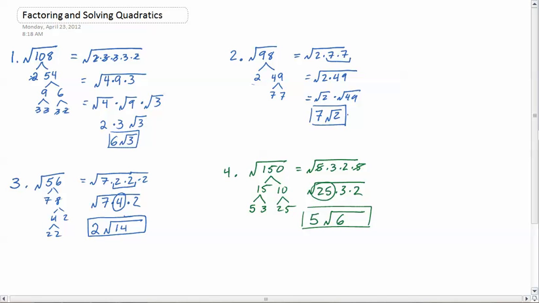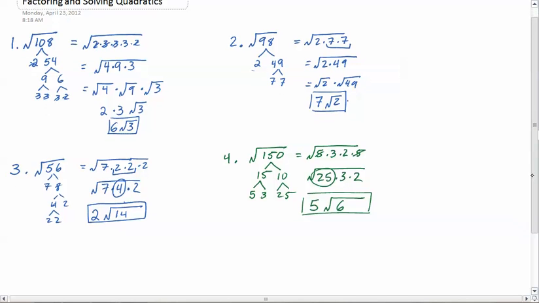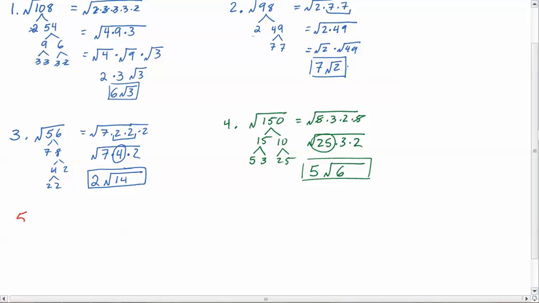Let's do number 5. So, moving on to number 5. We've got square root of 54. 54 is 9 times 6. 9 is 3 times 3. 6 is 3 times 2. And so this is equal to the square root of 3 times 3 times 3 times 2.